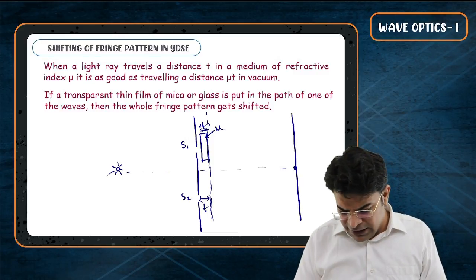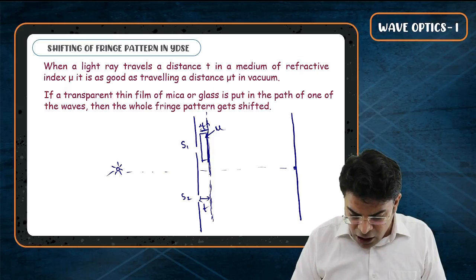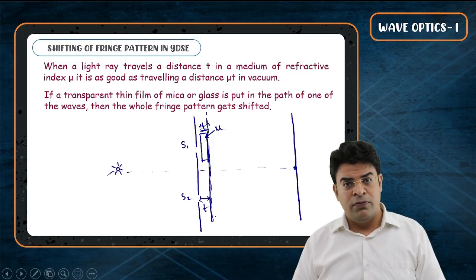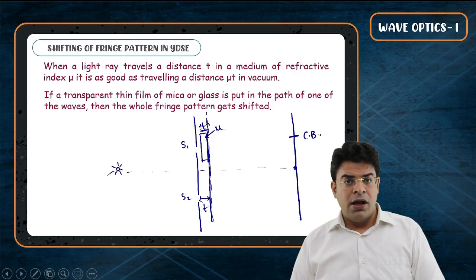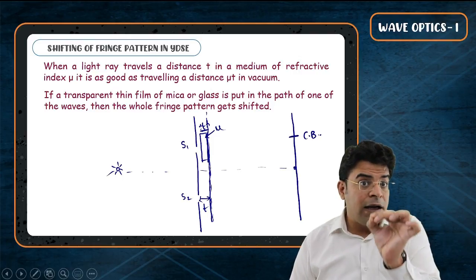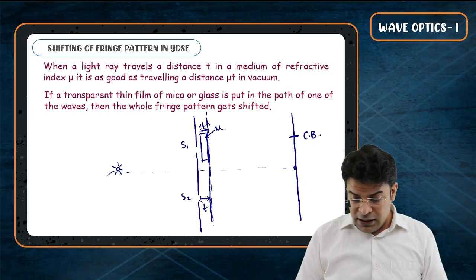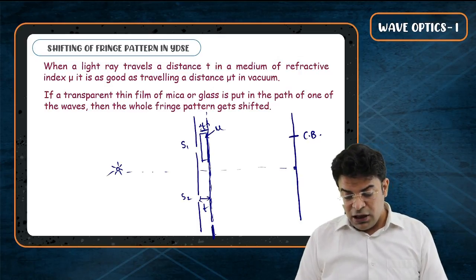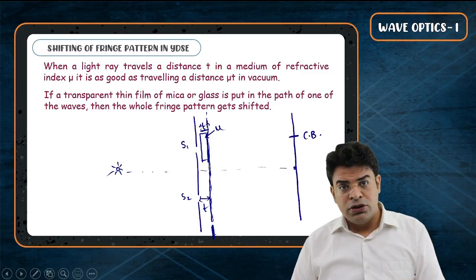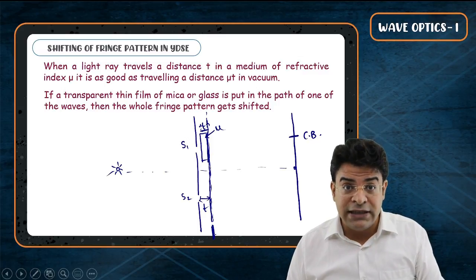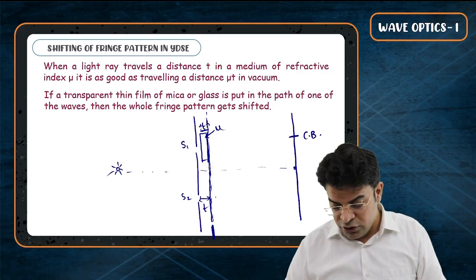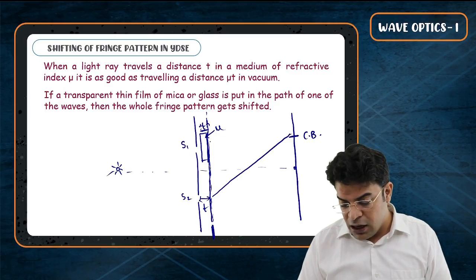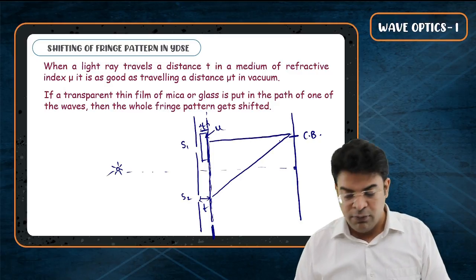Now beta, till here, the wave coming out of the upper slit has traveled more. Central bright is the place where the path difference is 0. Till this line, the upper wave has traveled more. So after this line, the wave coming out of the second slit should travel more. So you will find the central bright somewhere here. The wave coming out of the second slit will have to travel more.